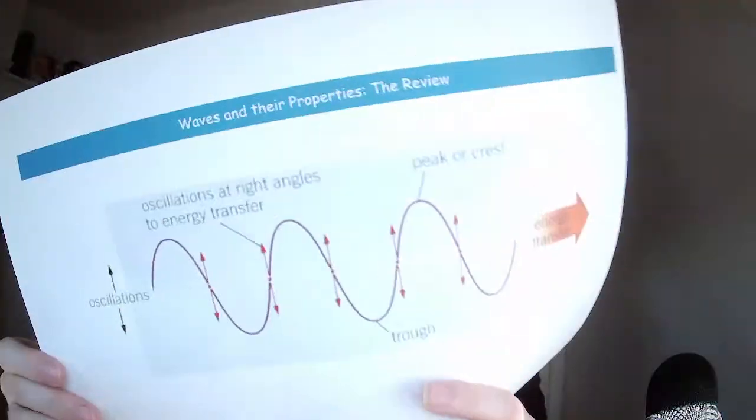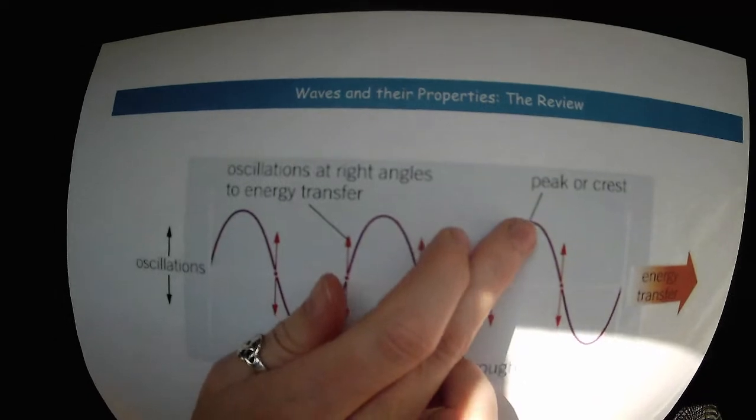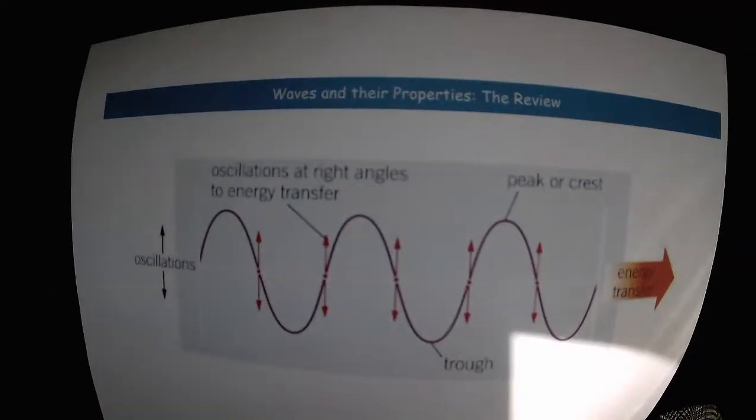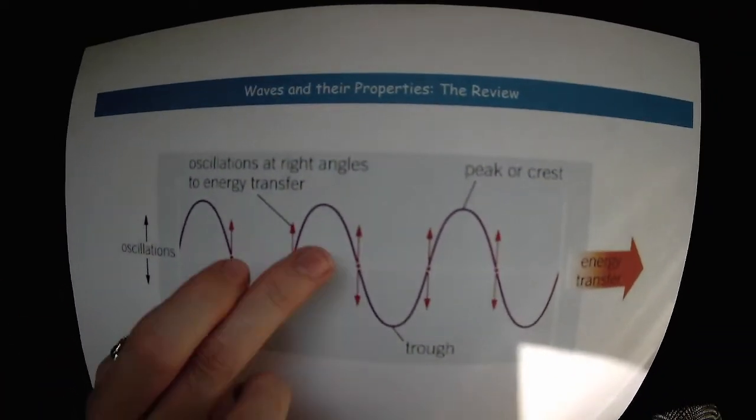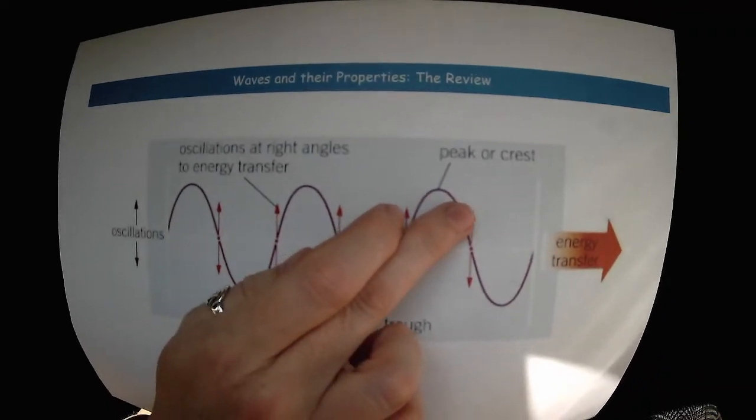Next one, our wavelength. This is the point from one wave to the identical point on the next. So if we were measuring from peak to peak, that is a single wavelength. You could do it from any point. You could use literally this little random point here. As long as you go to the exact same point on the next wave, that is the wavelength.